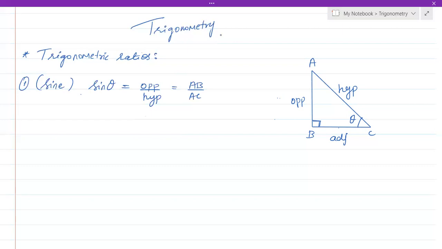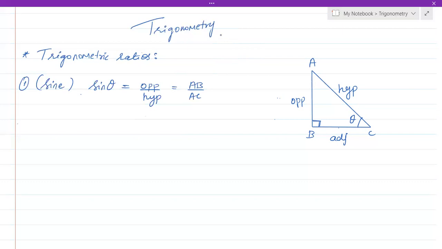Now remember, sine theta is one complete thing. It is not sine into theta. It's one complete word. Sine of an angle means you just compare the opposite side with the hypotenuse. That's what we are doing in sine theta.